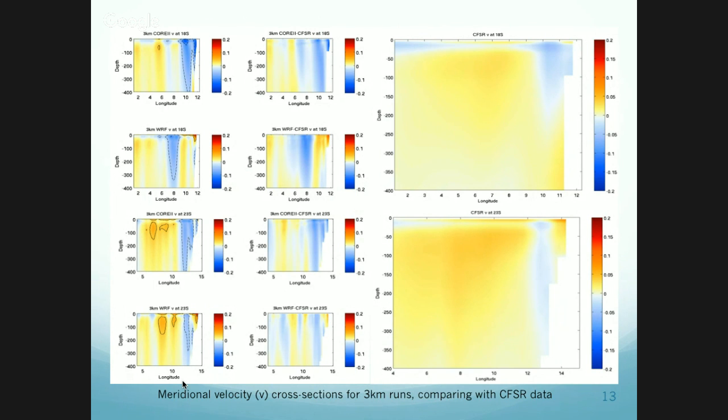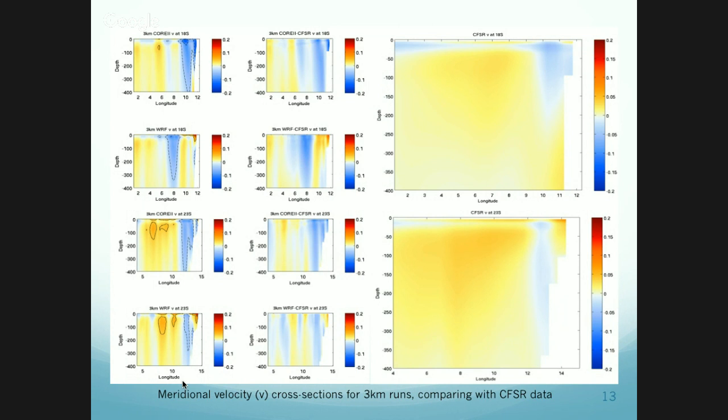Okay, now this is the comparison at these two latitudes. So here are the 8 degrees south, and here are the 23 degrees south. I didn't compare the 26 degrees south here. And for the 18 degrees south, this one is the CORE2 forcing actual V, and this is the WRF forcing actual V.